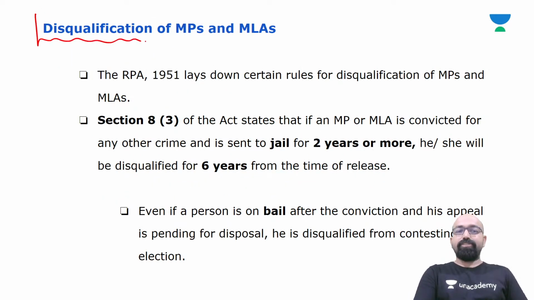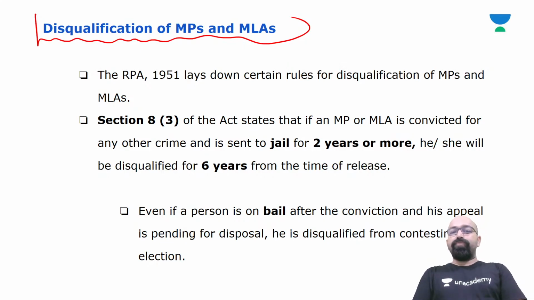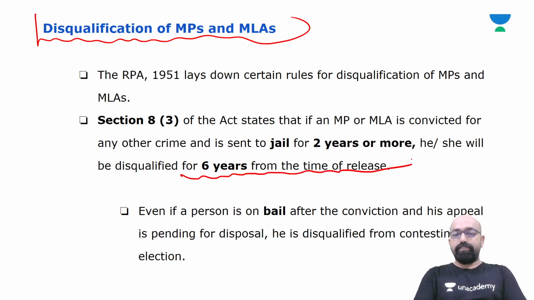Now after that, we'll see disqualification of members of parliament and members of legislative assemblies. The Representation of the People Act 1951 lays down certain rules for disqualification of MPs and MLAs. Section 8 subclause 3 of the Act states that if an MP or MLA is convicted for any other crime and is sent to jail for 2 years or more, he shall be disqualified for 6 years from the time of release.